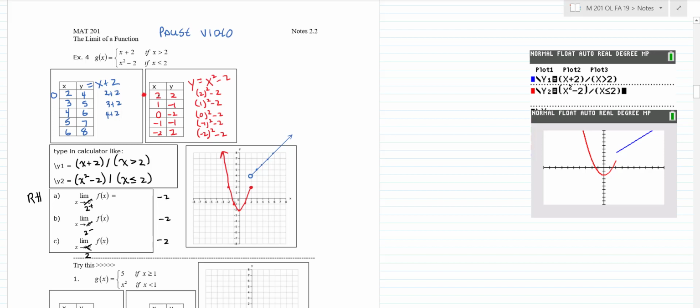So you want to make sure you got your table right, and you want to make sure that your graph looks right. Okay, this is how this goes in the calculator, so hopefully that worked out okay for you, and you know how to do that.